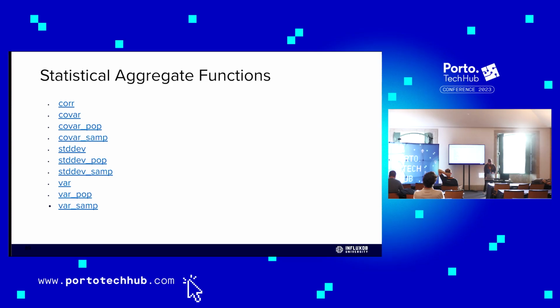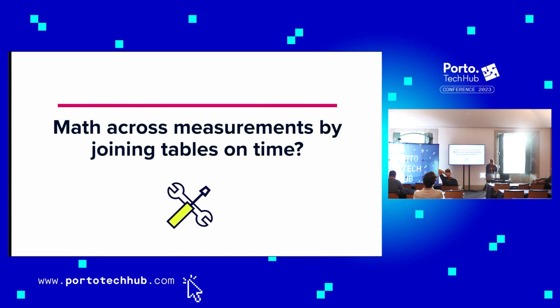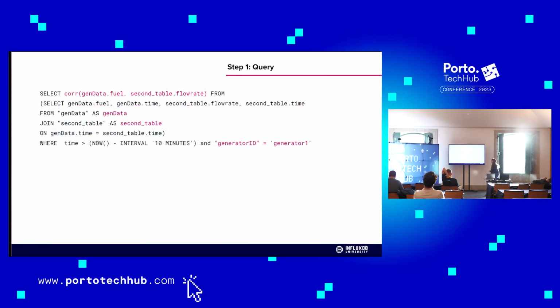So now going back to the statistical aggregate functions here: math across measurements by joining tables on time. Here we're using our correlation. One thing to keep note of is that our data is not very well correlated, mainly because it's so random that even if we were to correlate on fuel and time, it still wouldn't quite look right. It would not really have a good correlation because, as you've already seen, our flow rate just kind of jumps around a bunch.